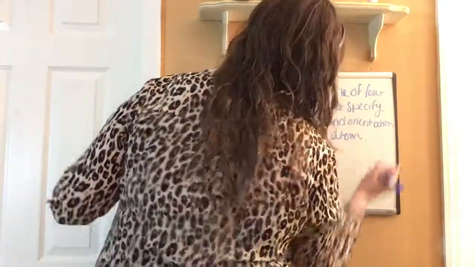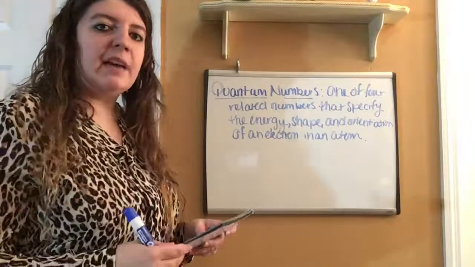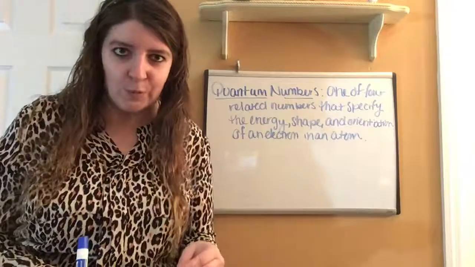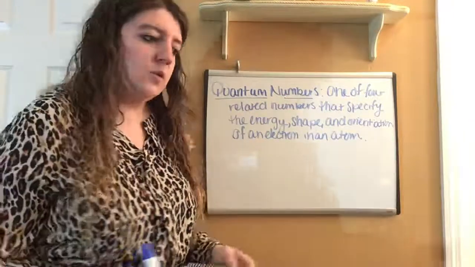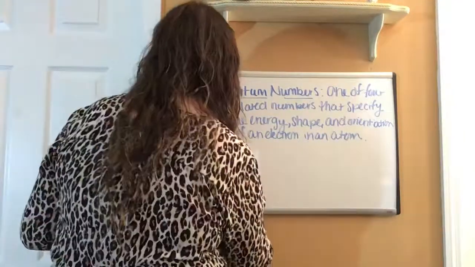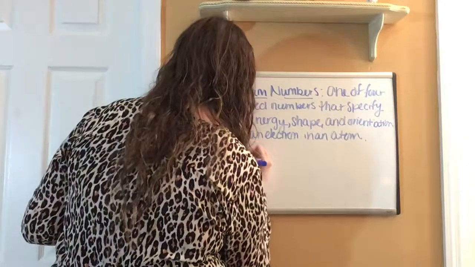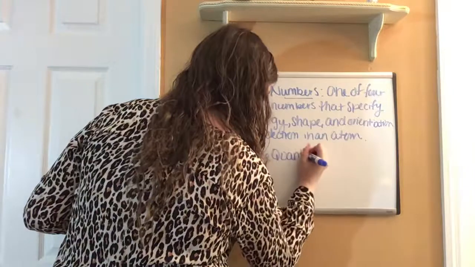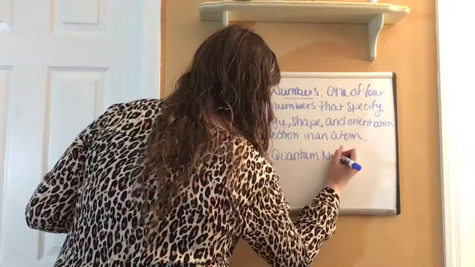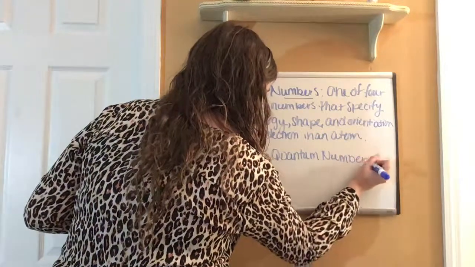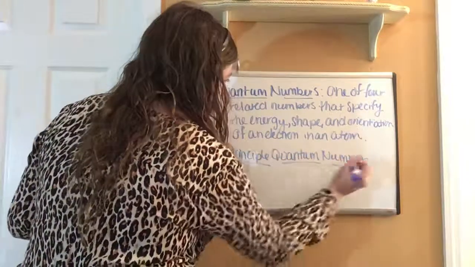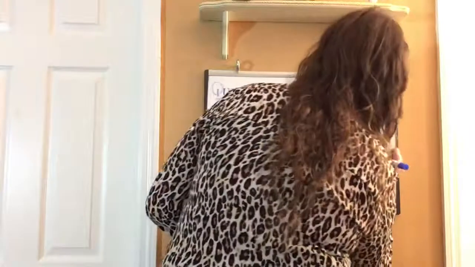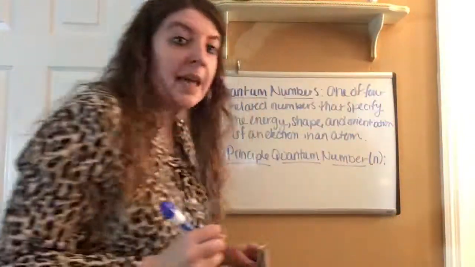Okay? So you're never going to have to calculate quantum numbers. I'll give you those quantum numbers. You just have to know what's acceptable quantum numbers and what's not. So, first quantum number is our principal quantum number. So, this is going to be N, and it determines the energy level.